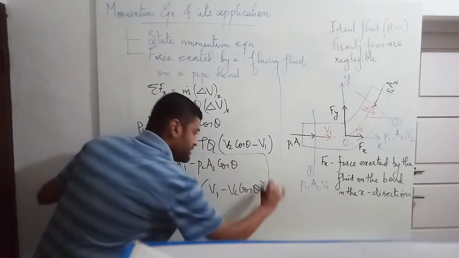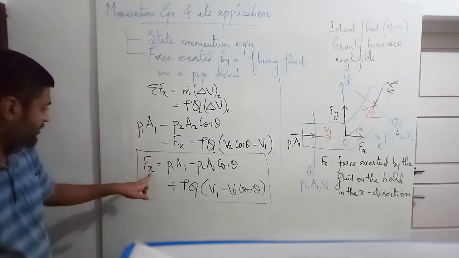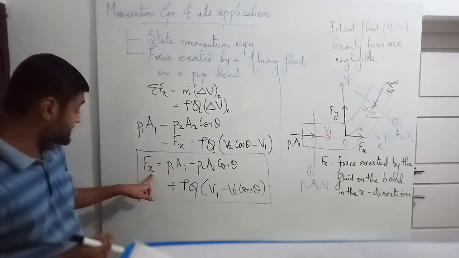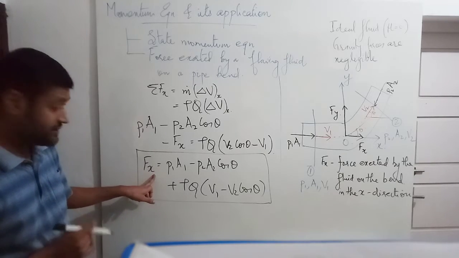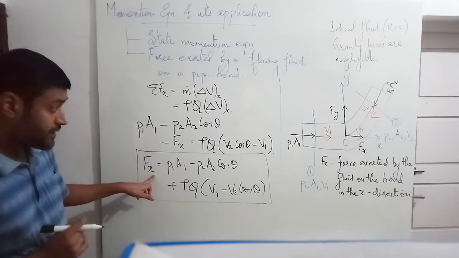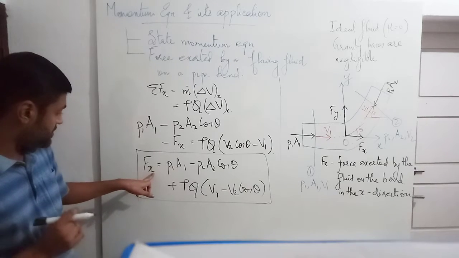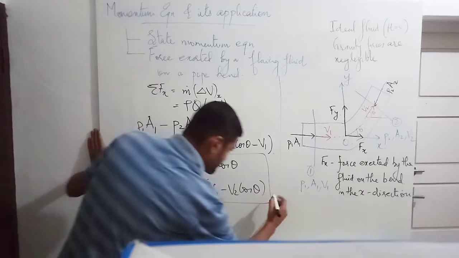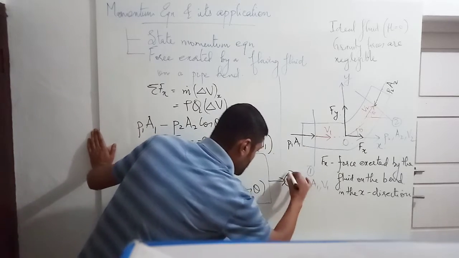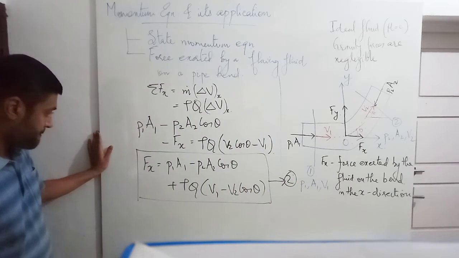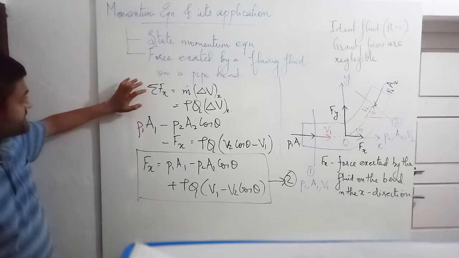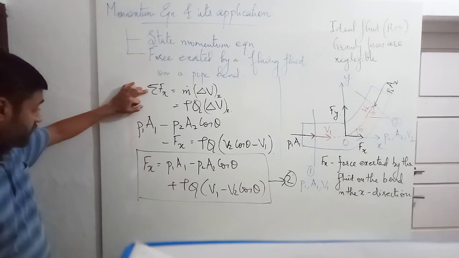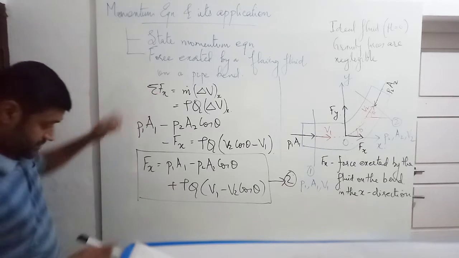This is the expression for the value of Fx, the force exerted by the bend on the fluid, that is the force acting on the fluid due to the bend. That is equation number 2. Now similarly, using the same relationship, I can calculate the value of the force acting in the y direction.